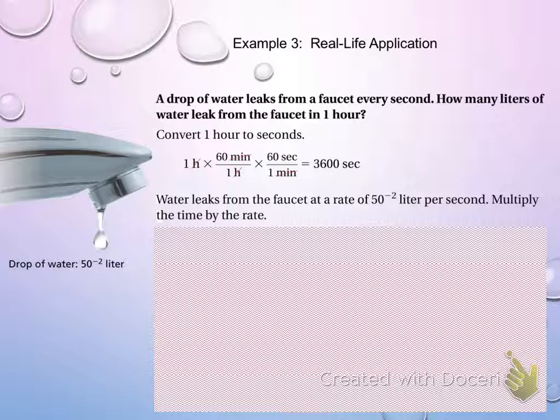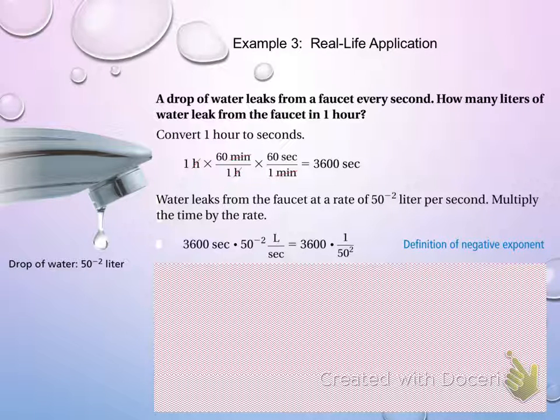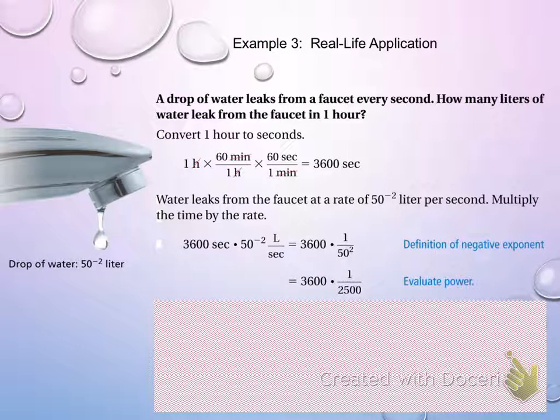Now, the water leaks from the faucet at a rate of 50 to the negative 2 liters per second. Multiply the time by the rate. So we're going to take that 3,600 seconds times the rate, which is 50 to the negative second liters per second. So, remember, according to our negative exponents, that's really 3,600 times 1 over 50 squared. So when we evaluate that power, we're going to get 3,600 times 1 over 2,500.